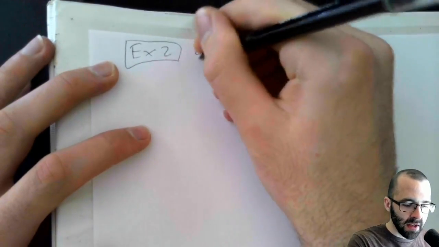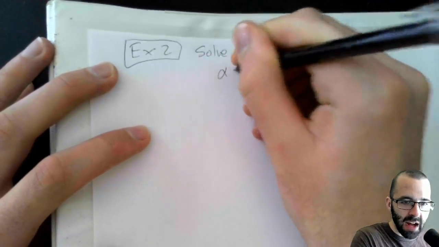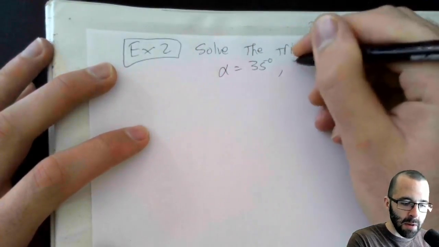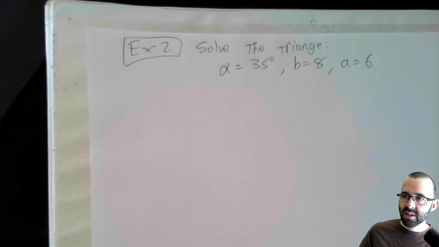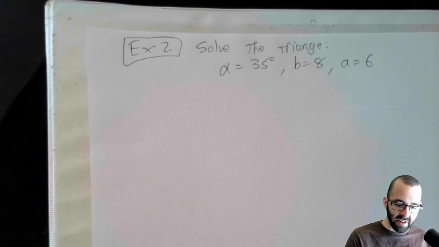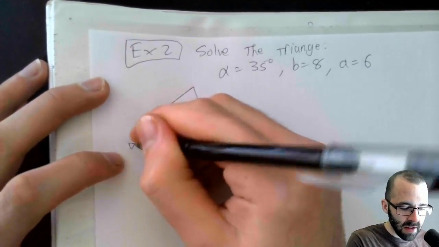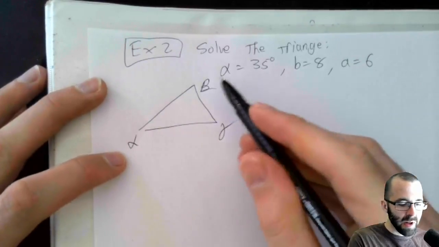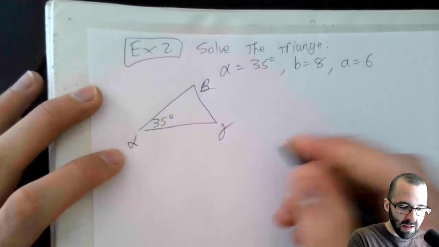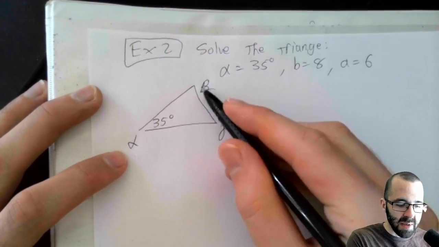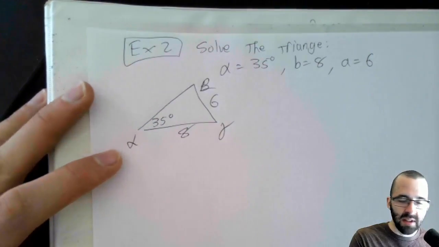Okay, so solve the triangle where alpha is equal to 35 degrees, B is equal to 8, and A is equal to 6. So again, we're just going to start by drawing a triangle. And again, the triangle is probably going to look nothing like the triangle is actually supposed to look like, but let's just draw it. Alpha, beta, gamma. It does not matter where you put alpha, beta, or gamma. But alpha is 35 degrees, so fill that in. And then B is opposite beta, so B has to be down here. It's 8. A is opposite alpha, so it has to be right here, which is 6.